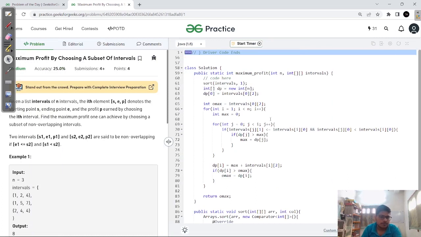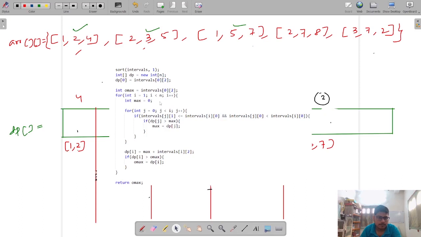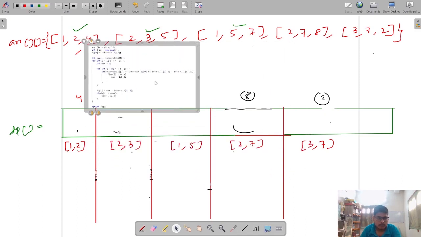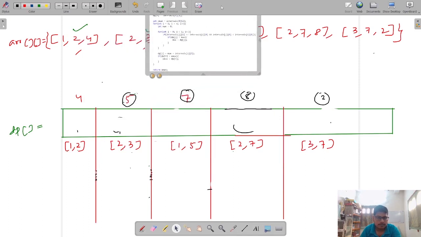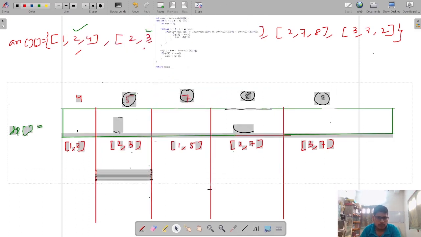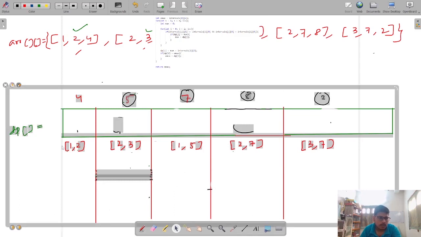Okay, so I want to dry run this thing once. Okay, so let's dry run this thing. Let's minimize our array.